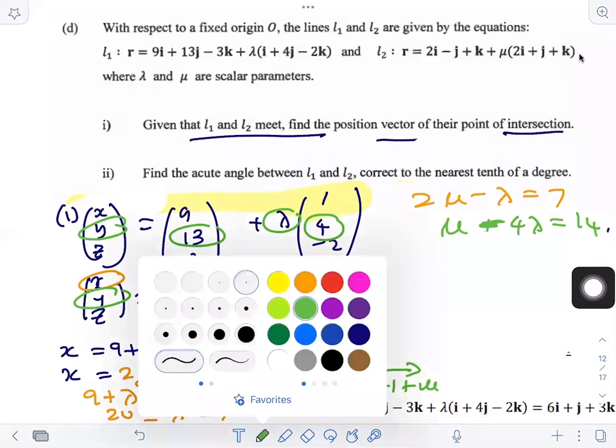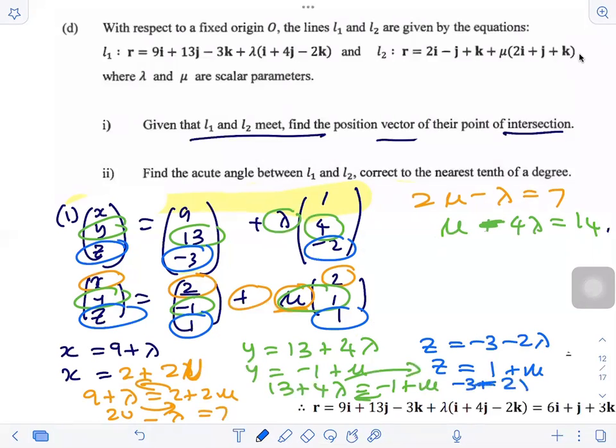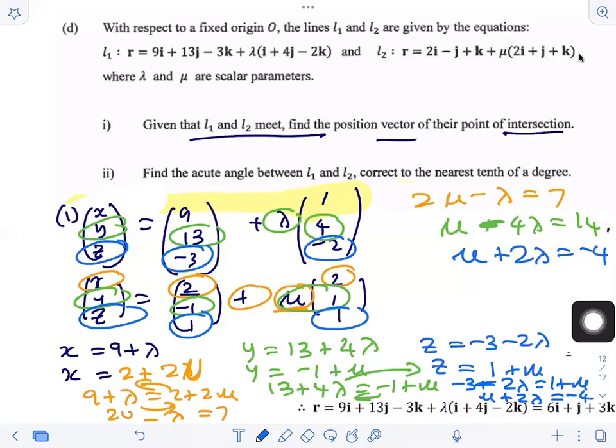And then if I do the last one, the z values. So you've got z equals minus 3 minus 2 phi, and z equals 1 plus mu. So minus 3 minus 2 phi equals 1 plus mu. So mu plus 2 phi equals minus 4. Mu plus 2 phi equals minus 4.